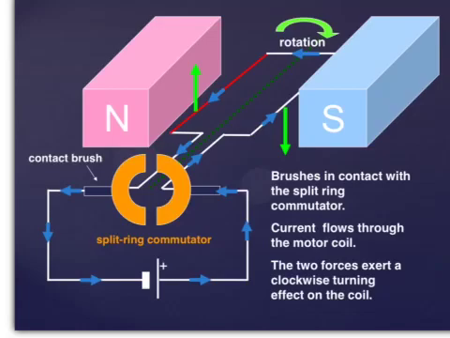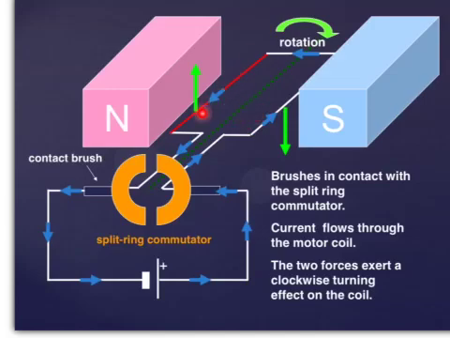Let's take a closer look at the electric motor. First of all, current comes out of the battery, flowing along here through the contact brush, through this half of the split ring commutator, into the wire, and into the coil, all the way, then out this way, through this half of the split ring commutator, through this contact brush, through the wire, all the way back to the battery. Now, the magnetic field lines are going from north to south, so it's that way.